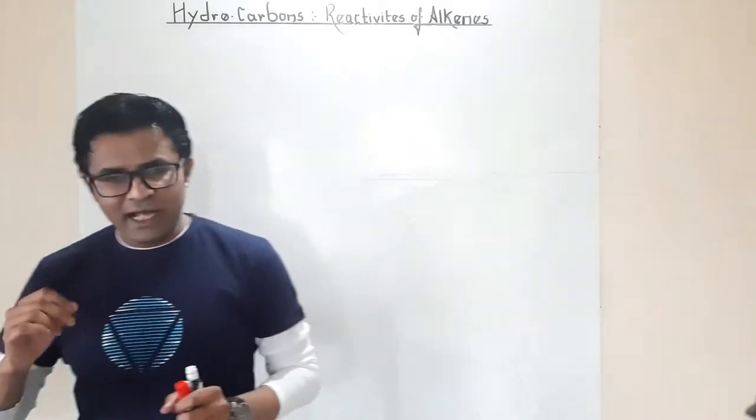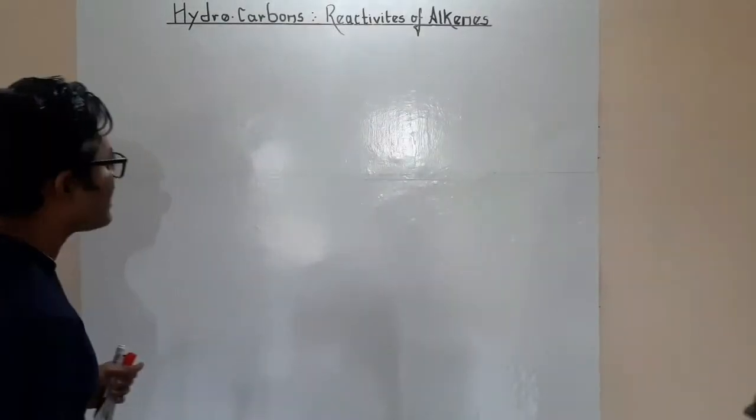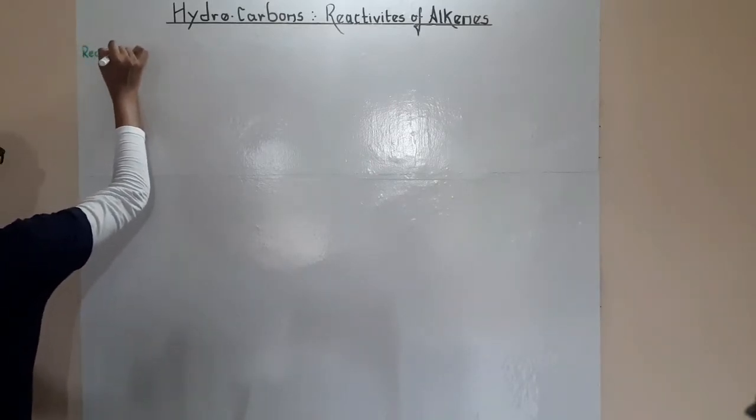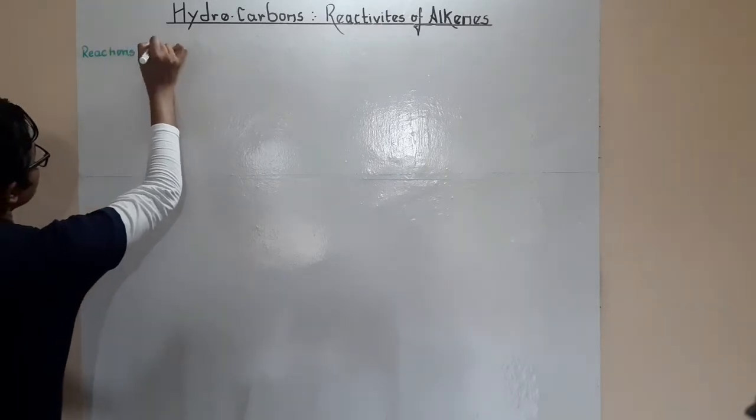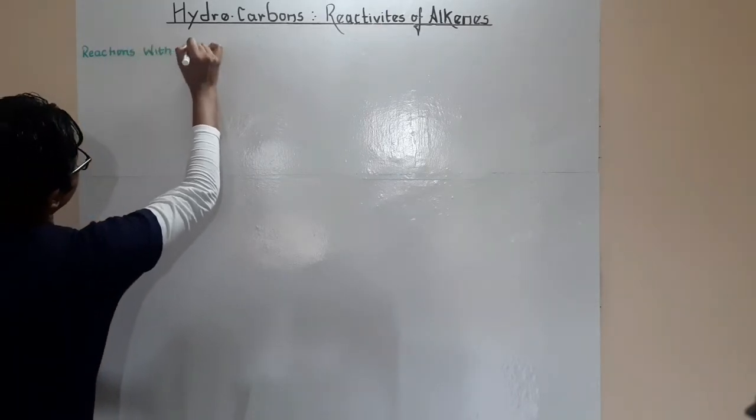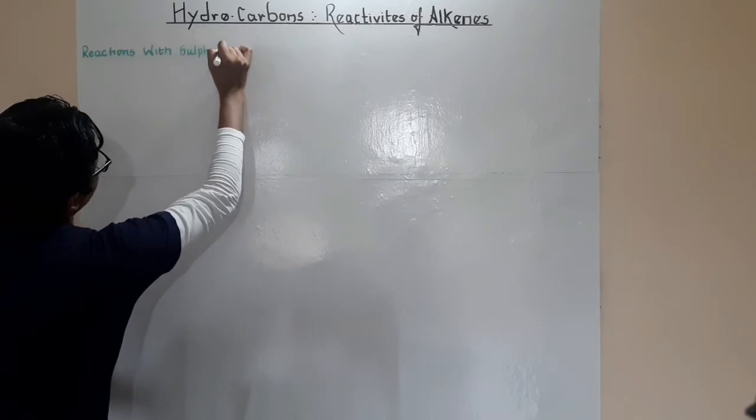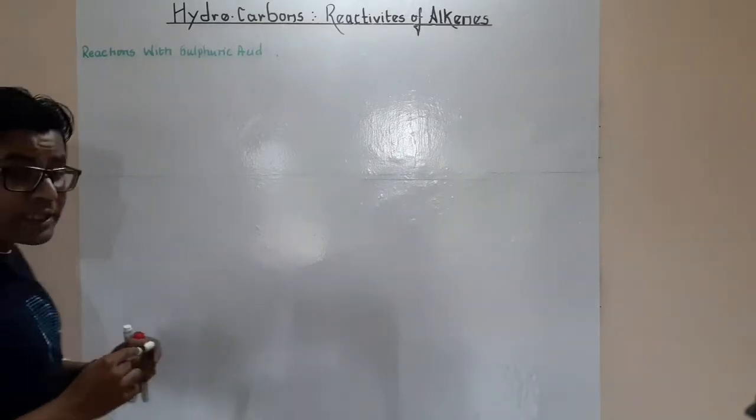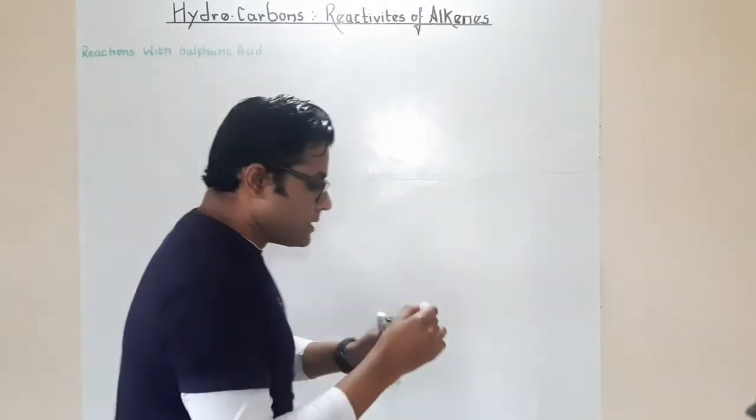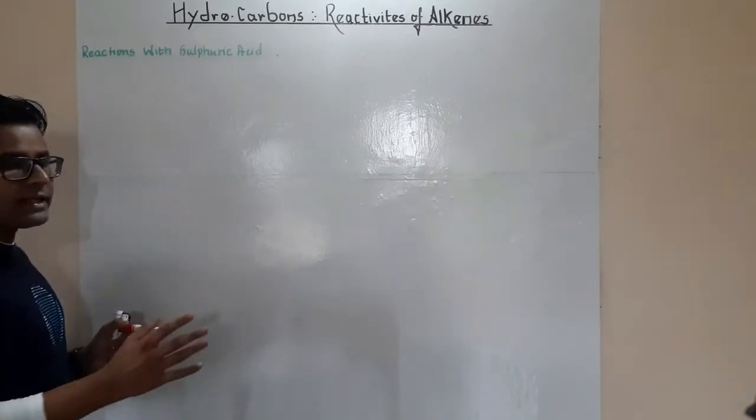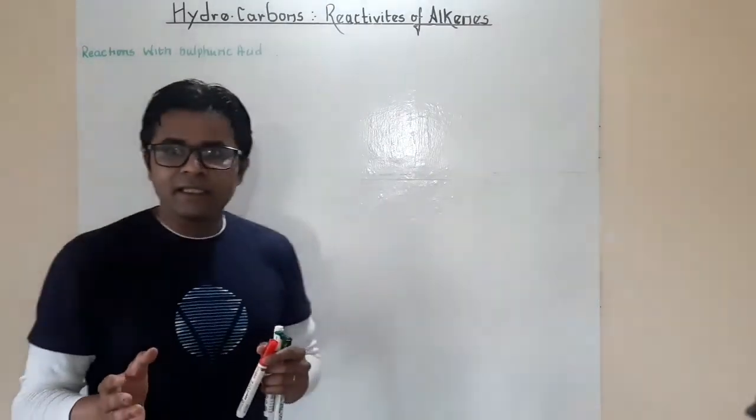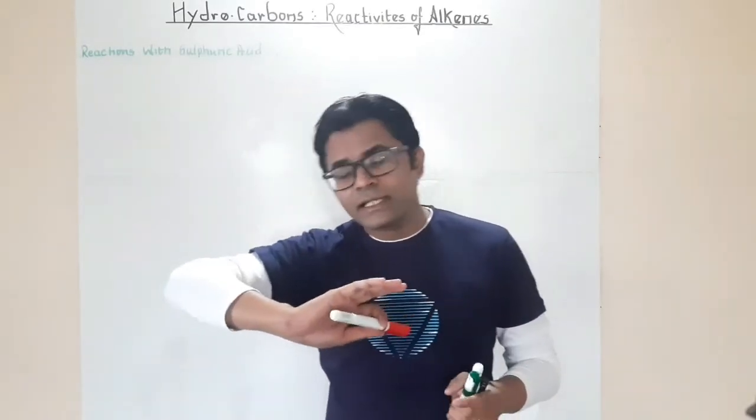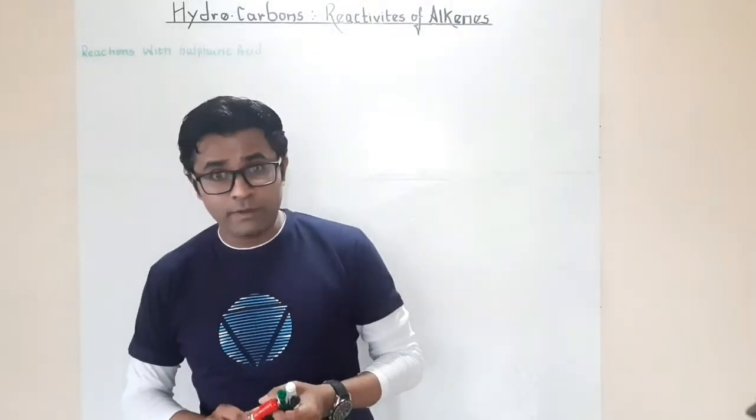Alright, so for now let's start our entire class with respect to the reactions. The reactions with sulfuric acid. Alright. So when we observe the reactions with sulfuric acid, you need to understand whether we take an unsymmetrical alkene or a symmetrical alkene. If it is an unsymmetrical alkene, it goes with respect to Markovnikov's rule of addition.